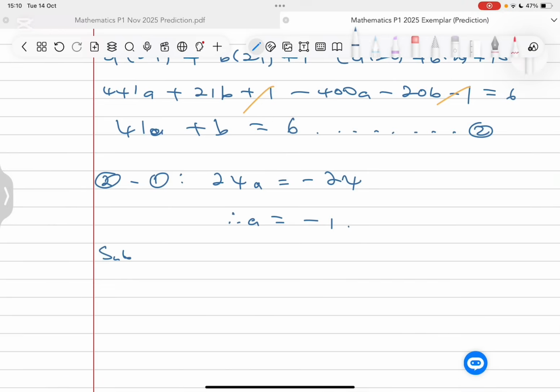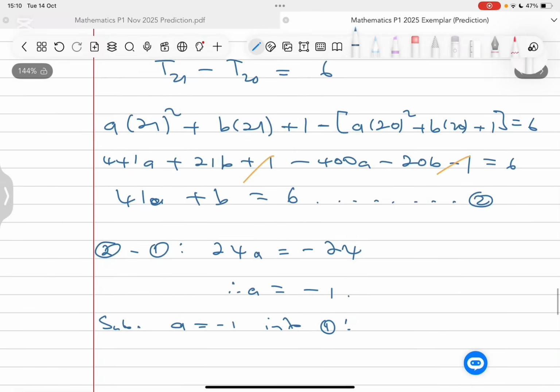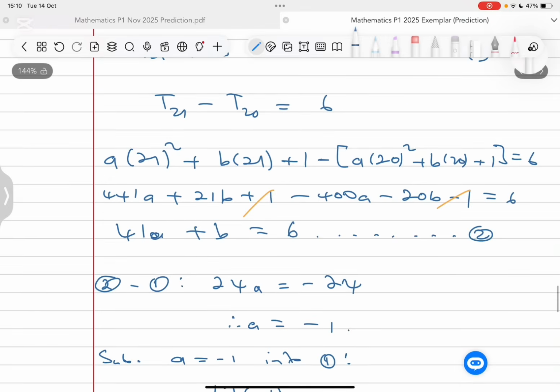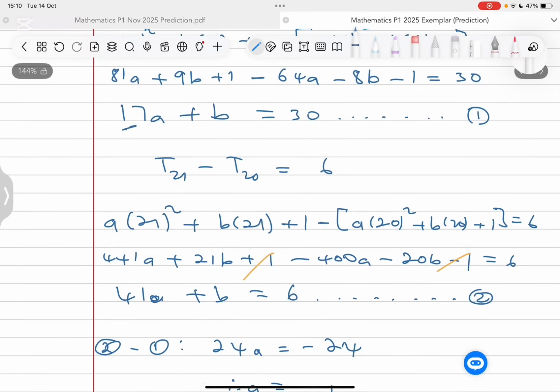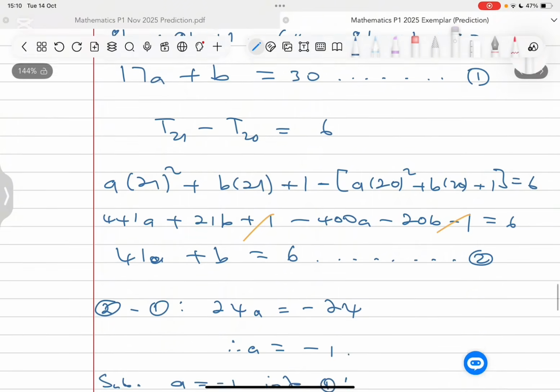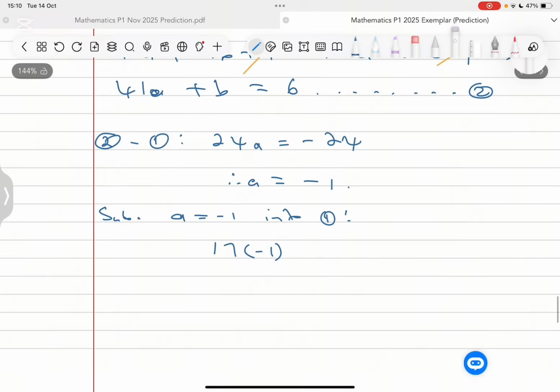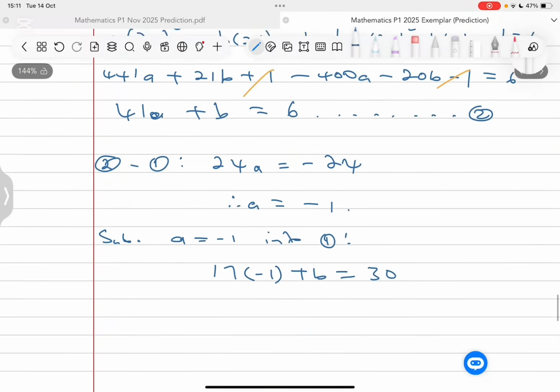It doesn't matter really which one you work with. So I'll say substitute the value of a equals negative 1 into equation 1. So that now on equation 1 we have 17a. I'm not going to write the a here now because I know that the a is negative 1. I'm going to say 17 times negative 1, because we know that our a is negative 1. And then we're going to say plus b is equals to 30. This was equals to 30, if you would remember that equation.